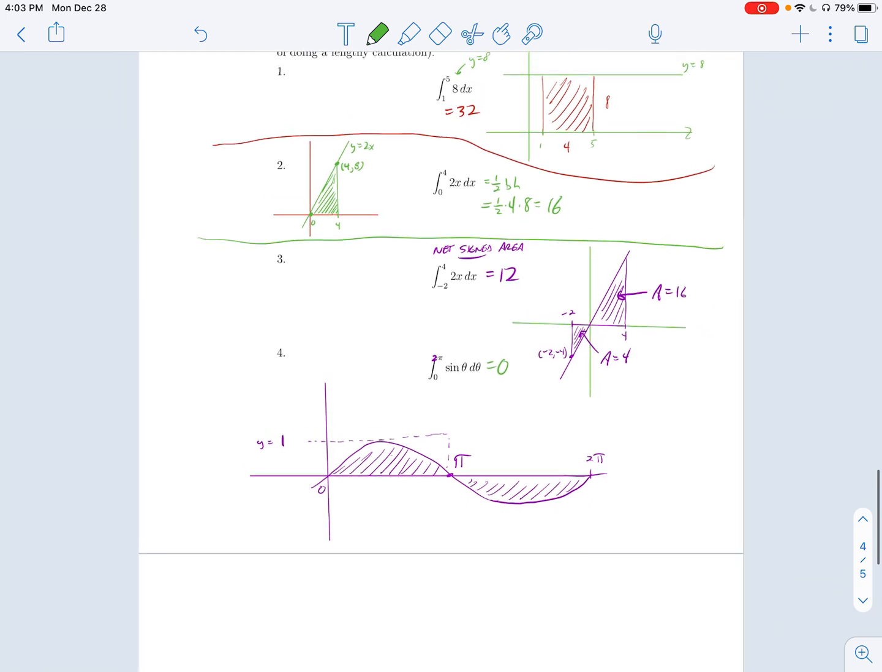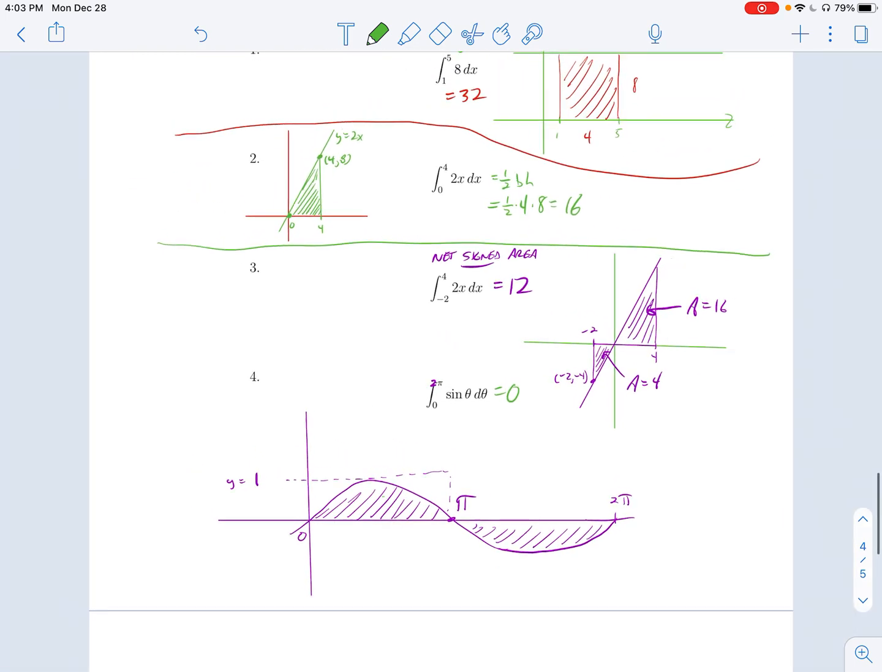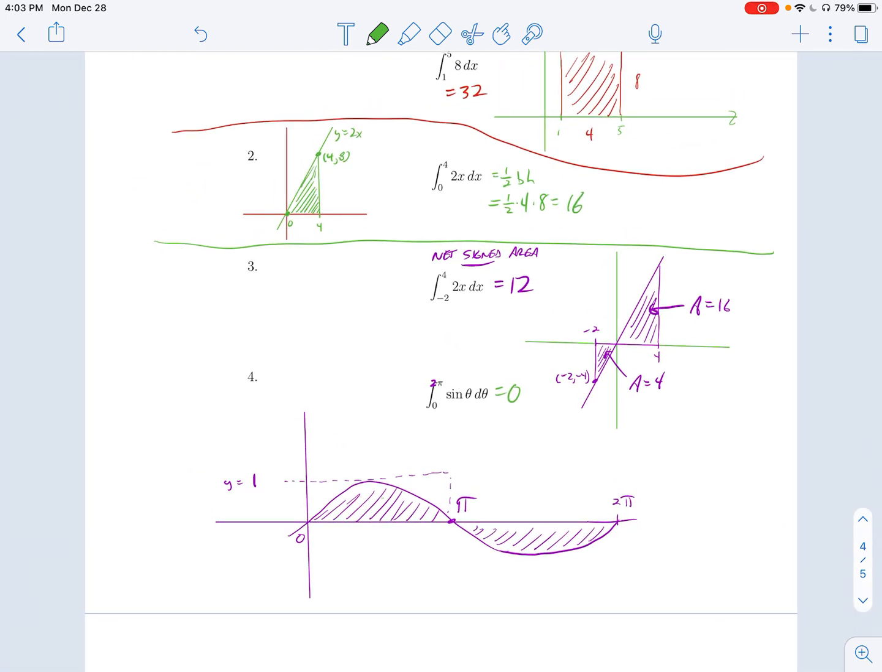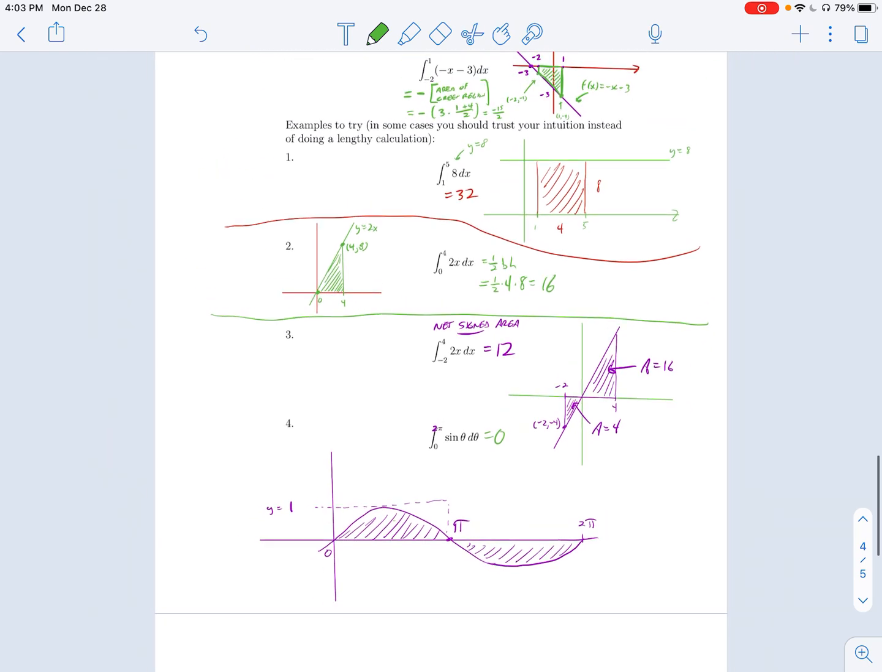So you'll have more practice with this for homework. There are certain problems where even when you learn, quote unquote, the shortcut, it'll be way easier if you just think about the picture and use facts about area you already know.